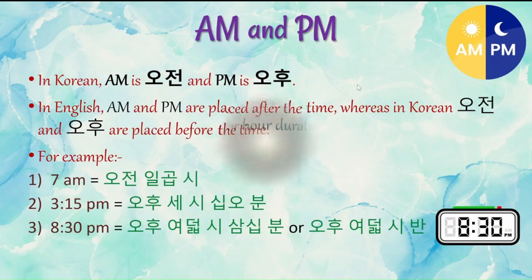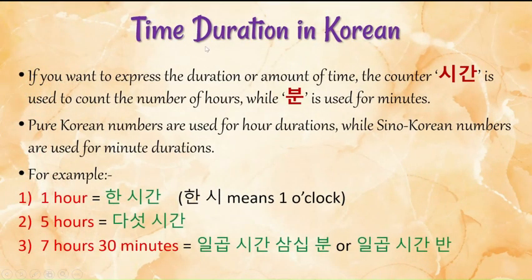Now let's move ahead and talk about time duration in Korean language. Suppose you want to express the duration or the amount of time, then the counter 시간 is used to count the number of hours, and 분 is used for minutes. Okay, अगर आपको टाइम ड्यूरेशन की बात करनी है कोरियन लैंग्वेज में, तो आवर्स के साथ कौन सा काउंटर यूज होगा? 시간, और मिनट्स के लिए 분. Also, when talking about hour durations, pure Korean numbers are used, and when talking about minute durations, Sino-Korean numbers are used. Let's see some examples.